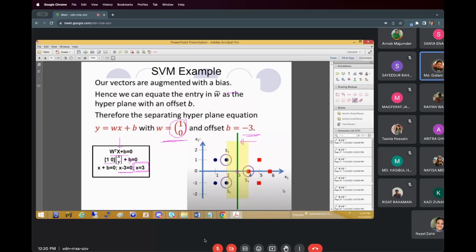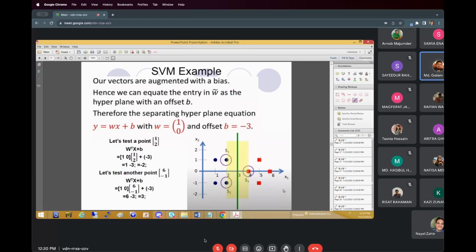Here y is x2. So we got the equation, we plotted our hyperplane, and then the next thing is we can test whether our model can correctly classify the positives as positives and the negatives as negatives. We assume that this side is negative and this side is positive.